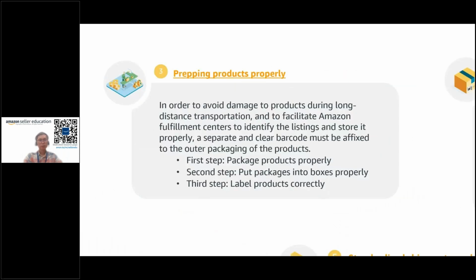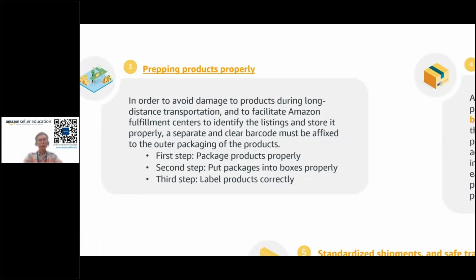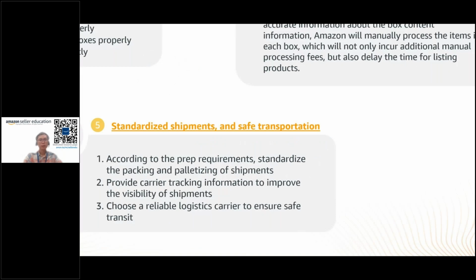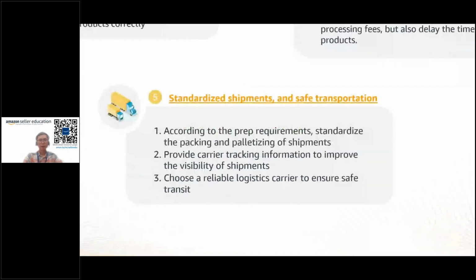All right, so prepare the products correctly and provide the accurate box content, which is what I mentioned earlier on. If you did not do this step correctly, Amazon may take a lot more time to fix it for you. If the item you send does not have accurate box content, or if they cannot identify who it belongs to, you may end up losing that inventory. So lastly, make sure that you provide the carrier tracking information. This will provide more visibility for the Amazon warehouse.